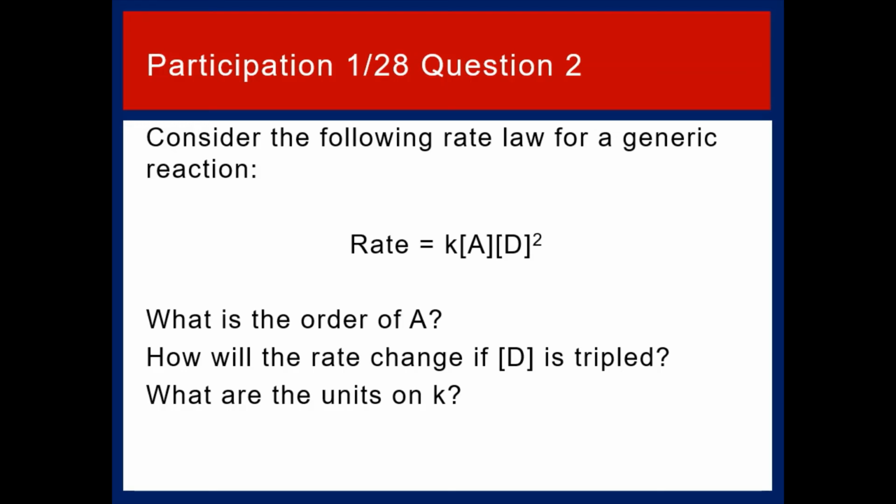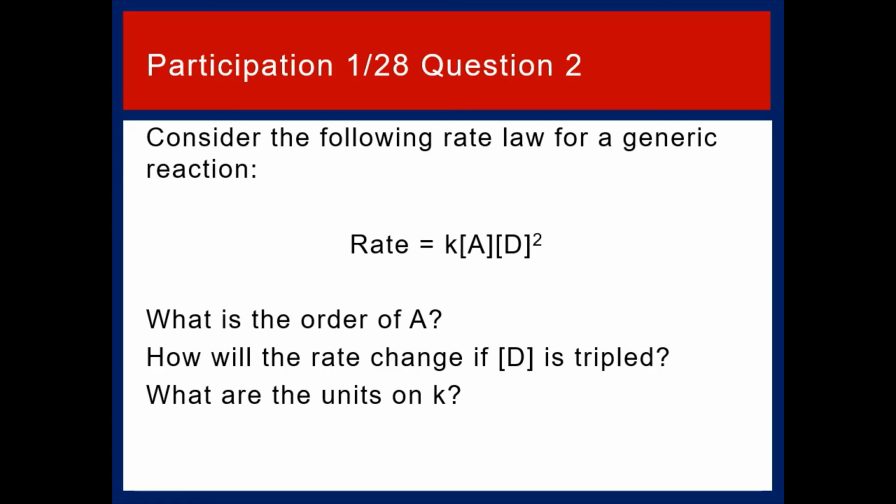Participation 128, question 2. Consider the following rate law for a generic reaction. Rate equals K, concentration A, concentration D squared. What is the order of A? How will the rate change if the concentration of D is tripled? And what are the units on K? So basically, I've got a generic rate law, and I want to know the answers to those 3 questions.